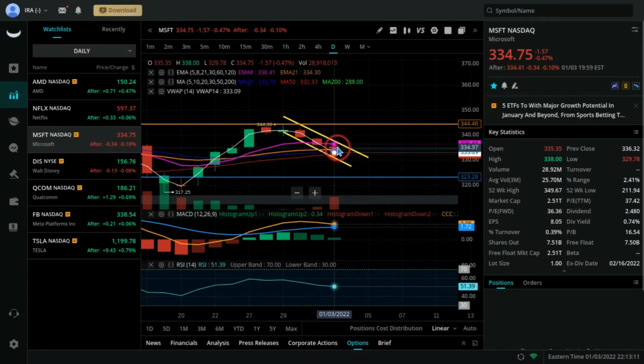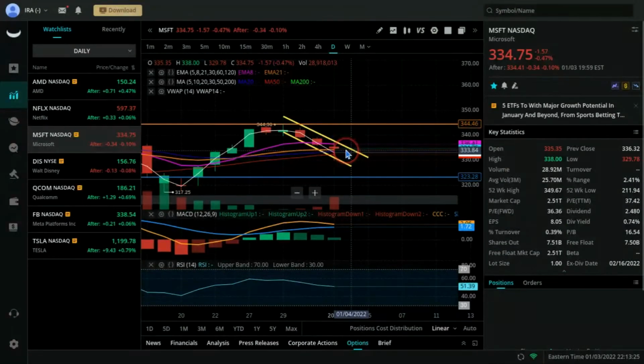So actually, I would play the break up right at 335.73, and I will play the put off the rejection. I'll play it around 333.25.